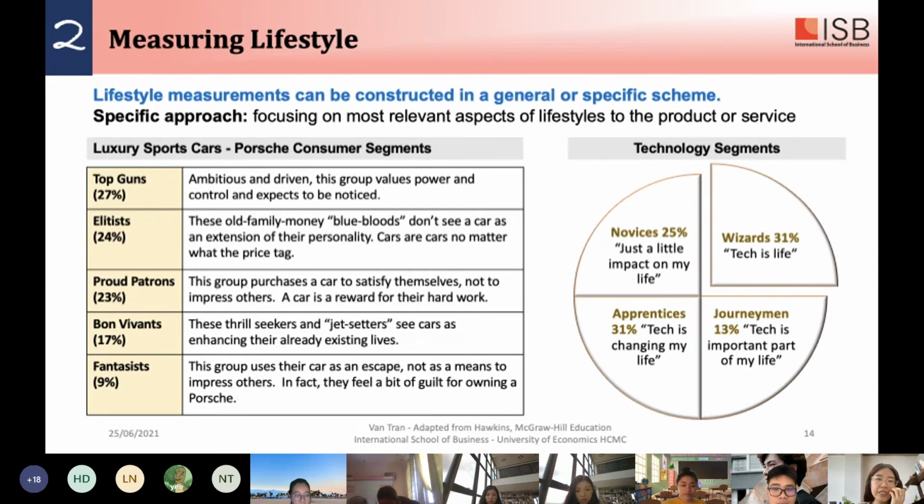And in terms of lifestyle, we can segment them into very specific lifestyles for specific products. In this example in the textbook, they give the example of Porsche cars. So they have specific lifestyle segments for that one brand or that one kind of product, or they can have very general segmentation for technology in general.